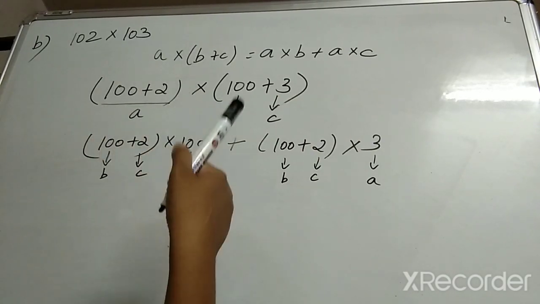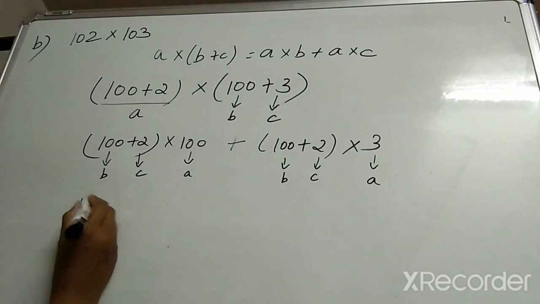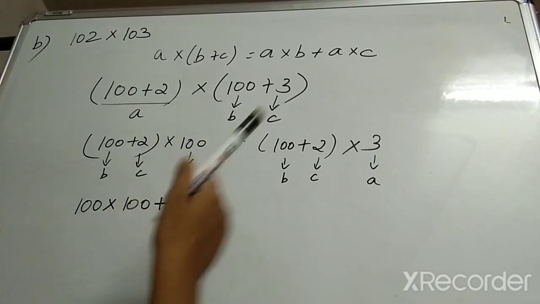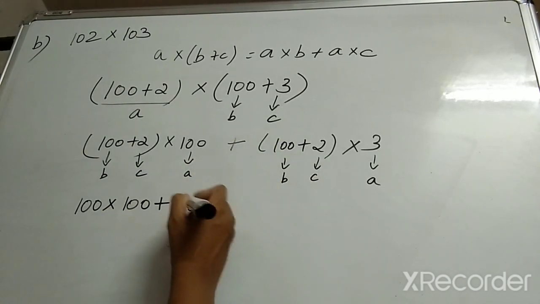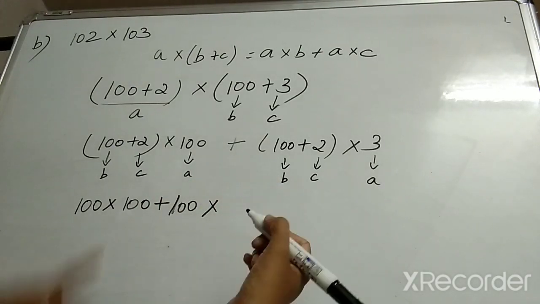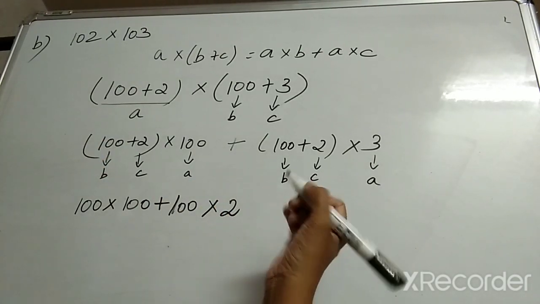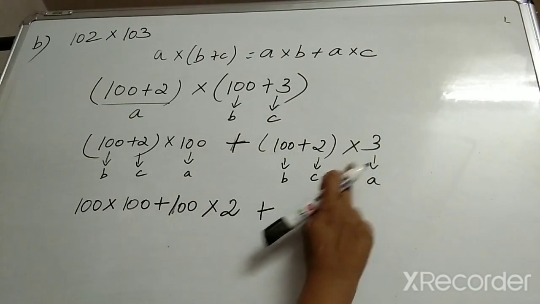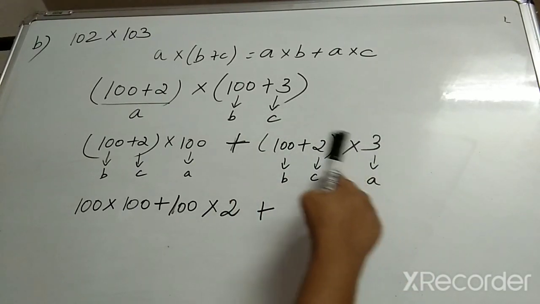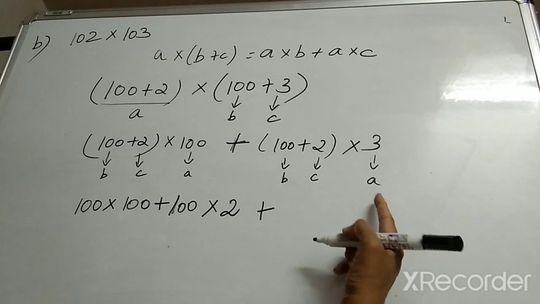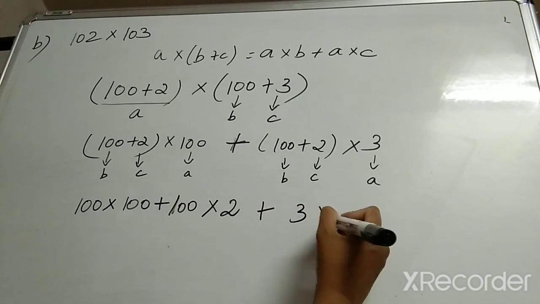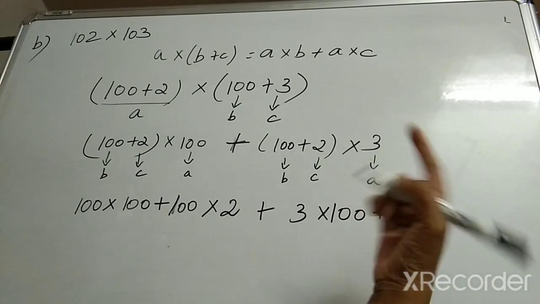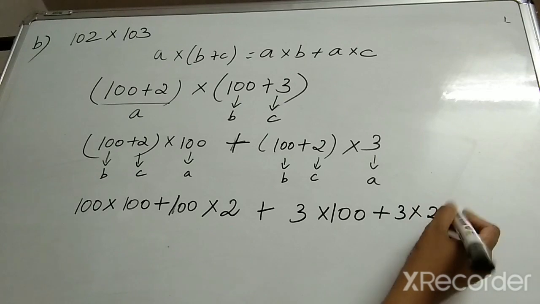So what is it? A into B. So A is 100, 100 into B. B is also 100. Plus A into C. So A is 100 again here, into what is C? 2. Clear? Plus, this plus sign. Again this term is of the form A into (B plus C). So it is A into B. So what is our A? 3. So it is 3 into B is 100, plus A into C. So A is 3, 3 into 2.